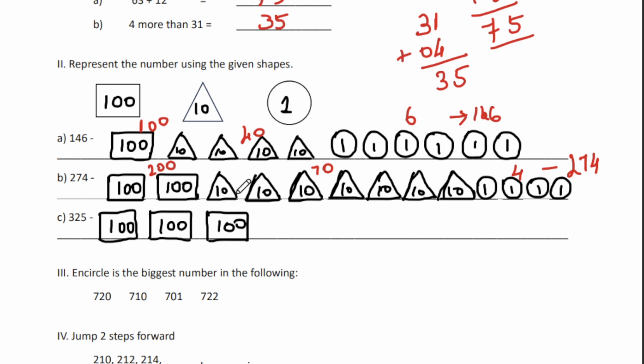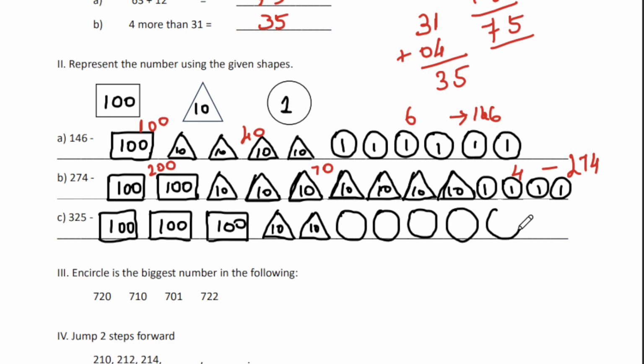Okay. And next we have 2 tens. So one triangle, second triangle. So 2 tens. And we have 5 ones. So 1, 2, 3, 4, 5. 5 ones. Okay.